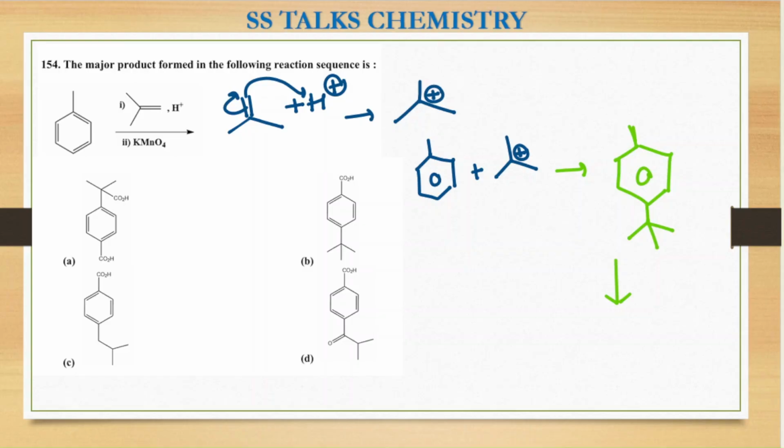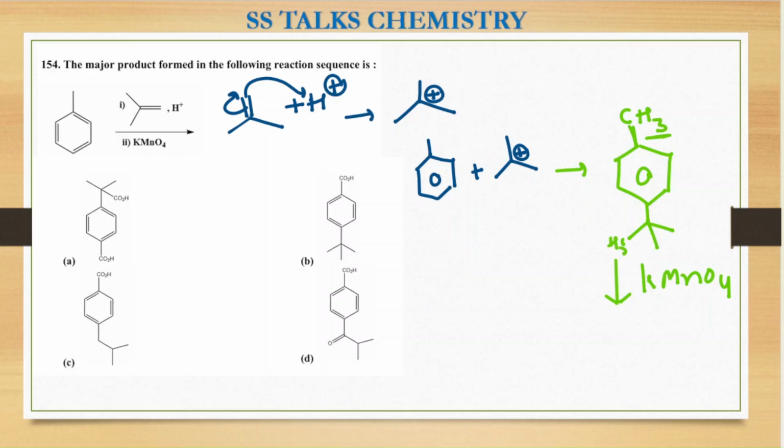Now in the next step they have used KMnO4. KMnO4 is basically an oxidizing agent, and the carbon atom attached to the benzene ring which bears a hydrogen atom gets oxidized to the carboxylic acid. Here in the tertiary butyl group, all are methyl groups only.